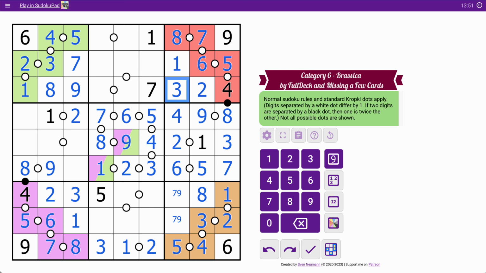Okay, in row 3, I've got 5 and 6 left for these two cells, and this one can't be 6, so guess what? It's a 5, which makes that 6. This 5 must go with 4 because I've used a 6.